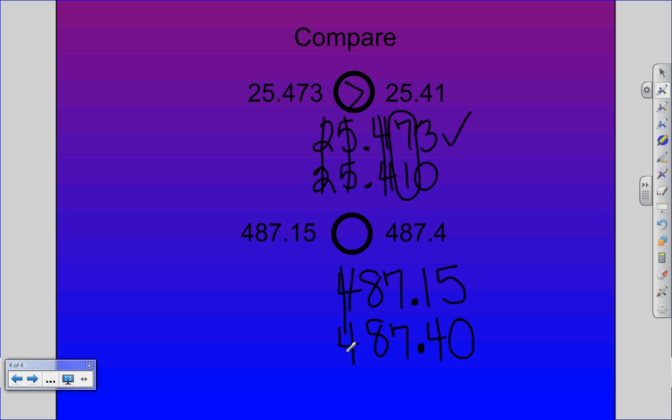Now you can compare. 4 doesn't help us. 8 and 8, that doesn't help us. 7 and 7, that doesn't help us. So now we're going to come here to our tenths place value and circle it because they are different. We have a 1 and a 4. Think to yourself, 4 is larger than 1. So we're going to come back up here and put our less than symbol in here.